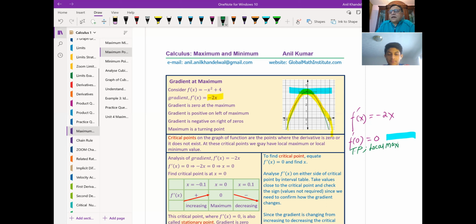For a parabola, it is absolute maximum, but we'll write local maximum. In general, it definitely is a maximum value. So, see, 0 gradient gave us quite a bit of information, that is a turning point, a maximum. But because the graph was there, easily I could say it is a maximum.